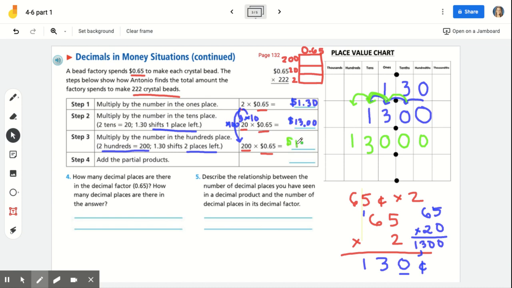Please put that into your book, 130, and keep that in your place value chart, because our very last step, step number 4, we're going to add the partial products. Okay, so $1.30 plus $13 plus $130 will give us how much it costs to make 222 crystal beads at 65 cents per crystal bead. Go ahead and try it. It's all set up for you in your place value chart. It should be hopefully easy. Try it.